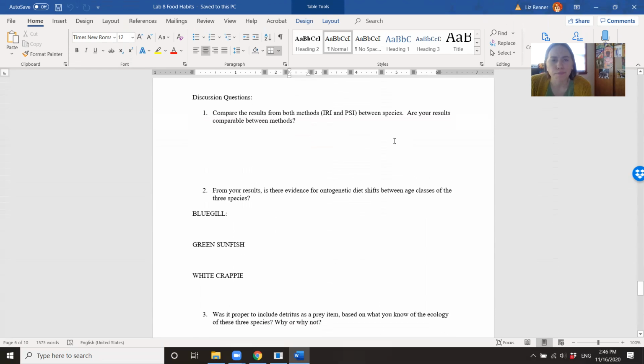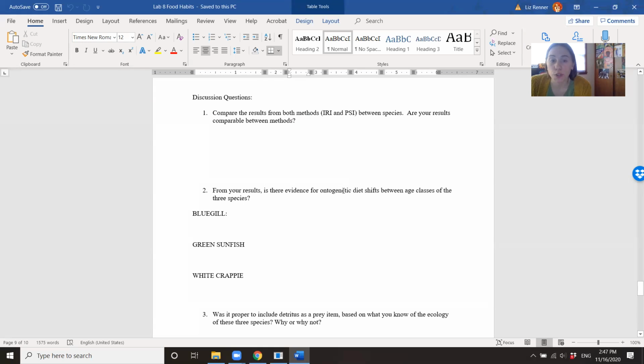And so for this answer, I would just say, yes, the results are comparable. In the PSI, some of the rare items kind of get magnified, right? And so you see the discrepancy between the rare stuff and the more common stuff, the really heavy stuff versus the lighter stuff.